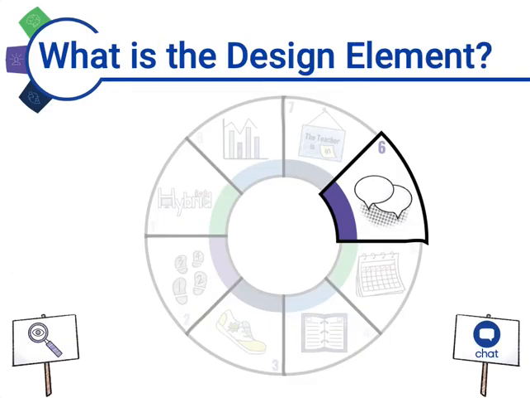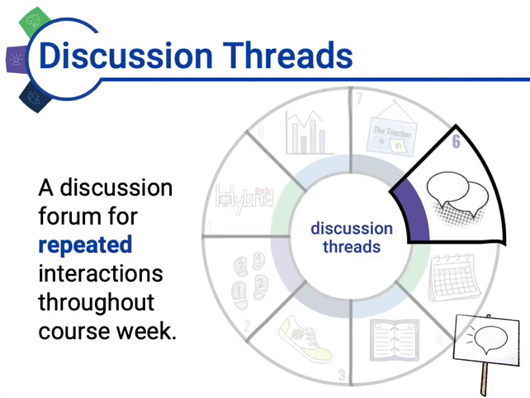Design element number 6 is the use of discussion threads. Now, discussion threads get a bad reputation in online education, but they can be really effective for creating engaging and interactive learning experiences. Remember that a discussion thread is for repeated interactions.